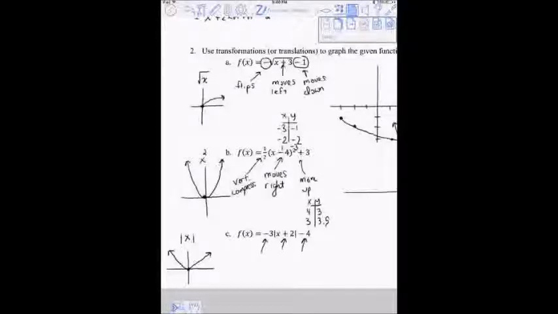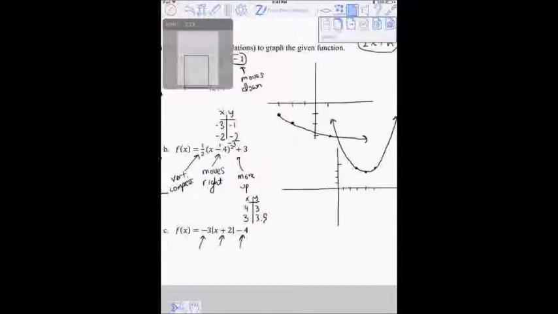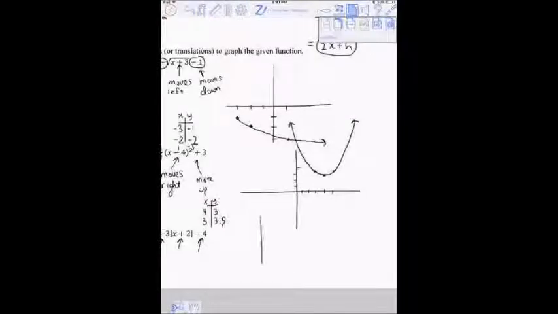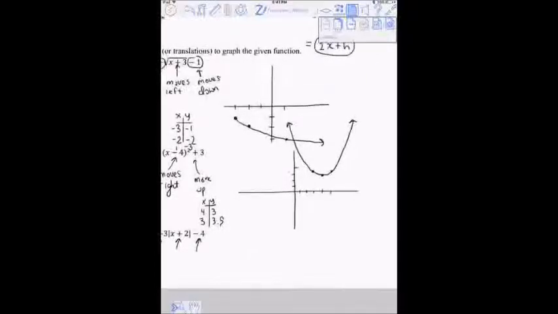So this graph, this +2 moves it to the left 2 units, and this -4 moves it down 4 units. So I'm going to redraw my graph so I can fit it on here. Okay, to the left 2 units, down 4 units.